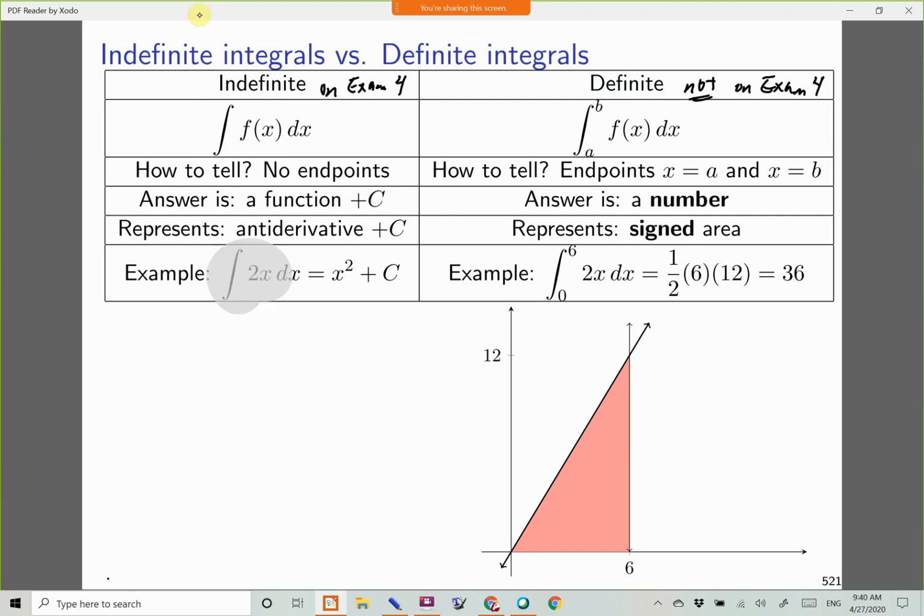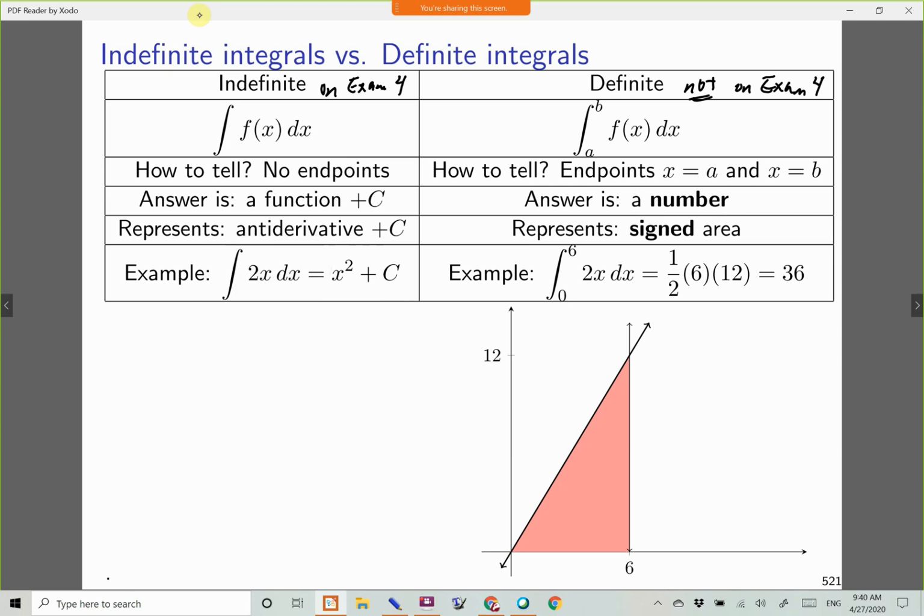So as an example, here's one that could be exam 4 relevant. This is asking what's the antiderivative of 2x, and that should be x to the 2 plus c, right? This is an antiderivative problem. This is one that doesn't require substitution.